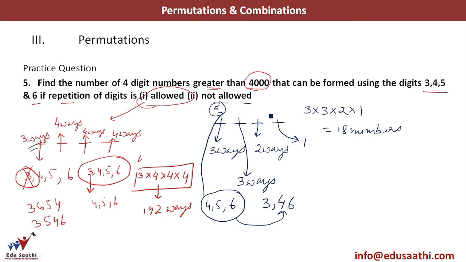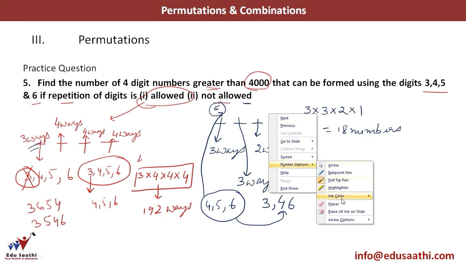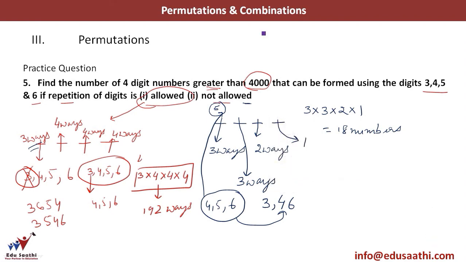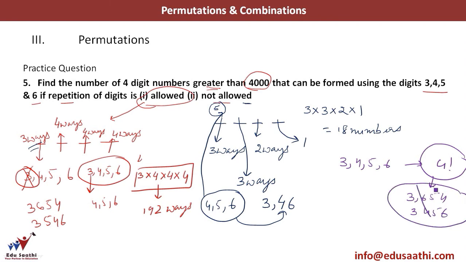Now this same question can be solved in another way. I'll tell you that other way by changing the ink color. Now, as we've discussed before, the total number of 4-digit numbers that can be formed using the digits 3, 4, 5 and 6 is 4 factorial. But this 4 factorial also includes numbers which begin with 3, for example, 3654 or 3456. But these are the numbers which I do not require here because I want a number greater than 4000.